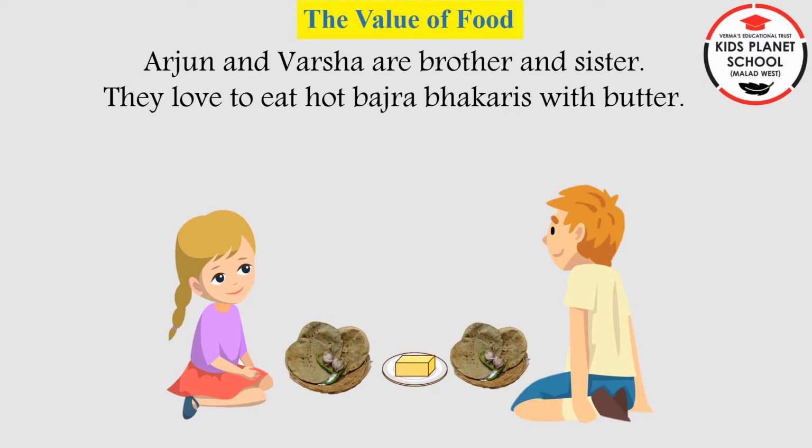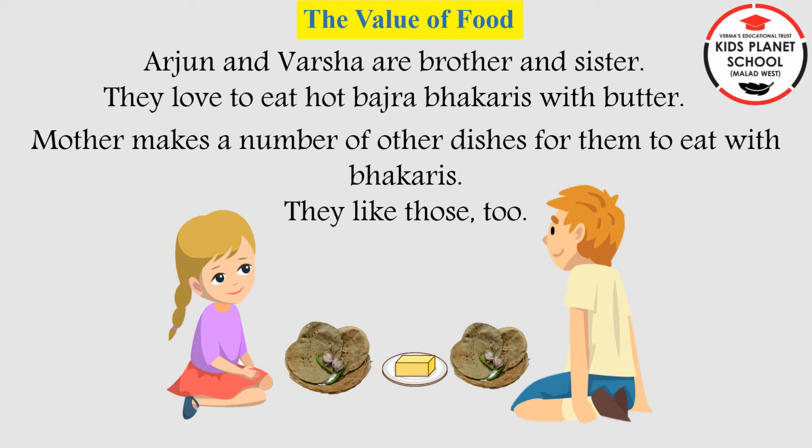The value of food. Children, today we will understand how we get food, the importance of food, and why we should not waste food. Arjun and Varsha are brother and sister. They love to eat hot bajra bhakris with butter. Bajra bhakri is a roti or chapati made from bajra millet flour. Arjun and Varsha's mother makes some more dishes for them to eat with bhakris, and they like those dishes also.